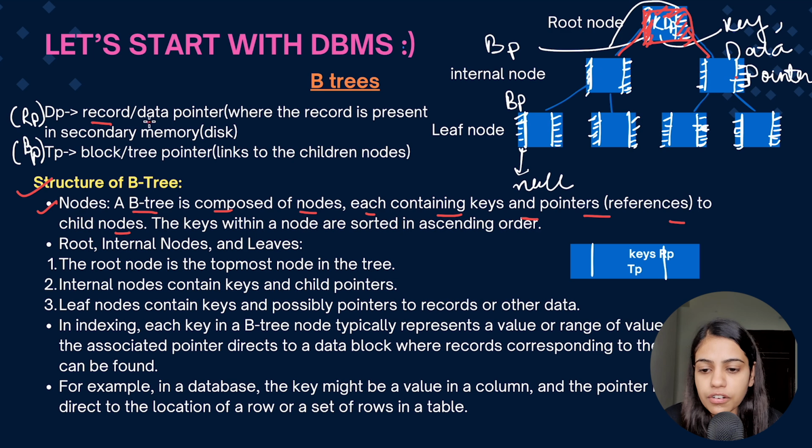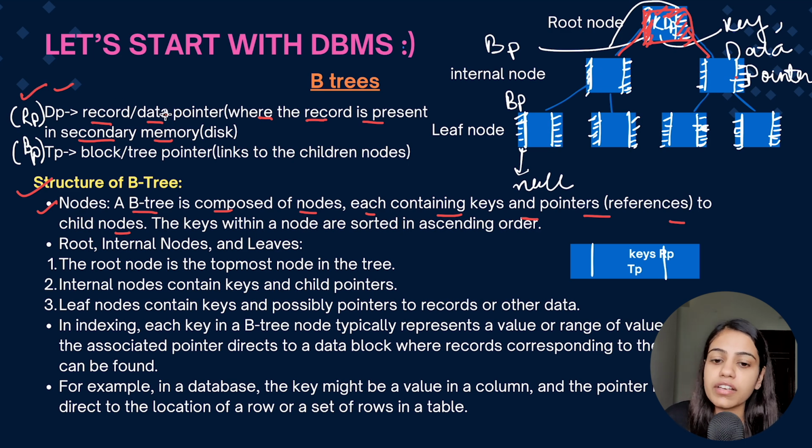So the data pointer or record pointer is the one that tells us where the record is present in the secondary memory. The data pointer or record pointer helps us to know at what particular location our record is present in the secondary memory or the disk. Now, the keys within a node are sorted in ascending order. So all the keys which are present within a node are sorted in ascending order.